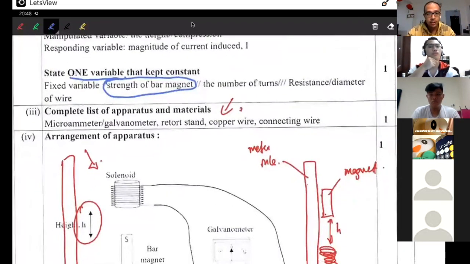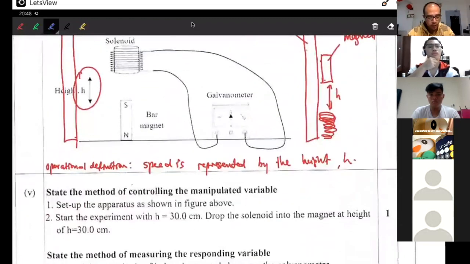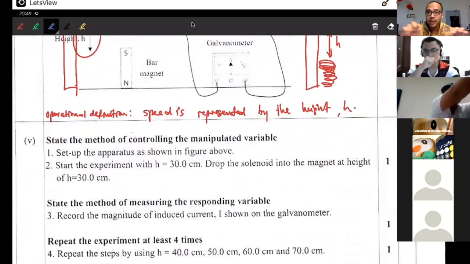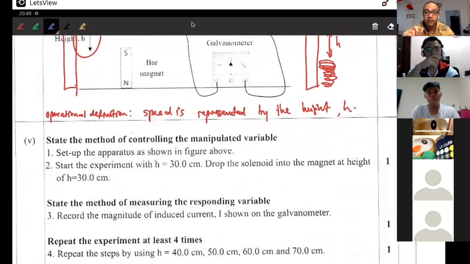So since I already discussed this, okay. What I teach, I always teach my students to separate the operational definition. Even though actually in the question there is no, like, state the operational definition. It doesn't say that. But I always tell my students, you need to write the operational definition because I'm worried you will forget to mention it here.